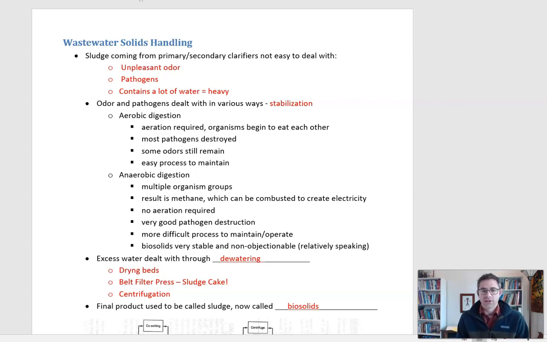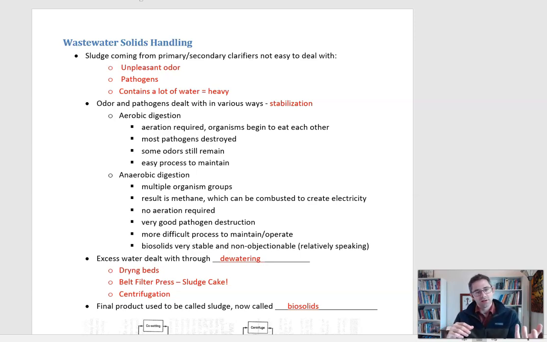Very good pathogen destruction, but it's a very difficult process to maintain and operate because there are multiple organism groups all doing different things. And some of the organism groups create waste products that are toxic to other organism groups that also need to be part of the process. So it's essentially a large food chain of microbes where one does a certain process and creates certain products that another needs, but some of the waste products of these different organism groups are not good for the others. So especially in terms of pH, but also temperature, there can be a problem.